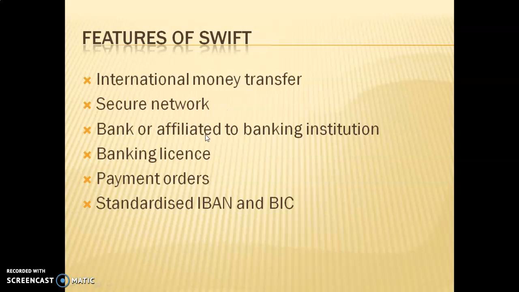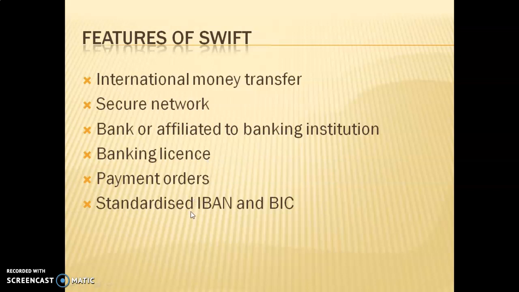Then the majority of the SWIFT members are banks or other institutions that are affiliated to banking institutions. It is also used by trading institutions, money and security brokers, clearing systems, and investment management institutions. So any other institutions may also use SWIFT. But for an institution to have a SWIFT code, they must hold a bank license to become a member of SWIFT.